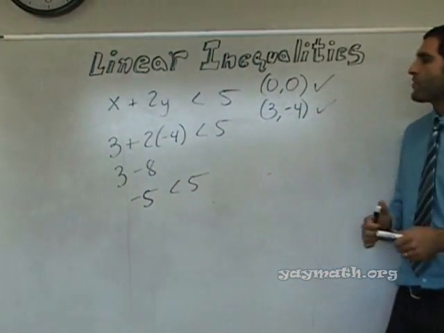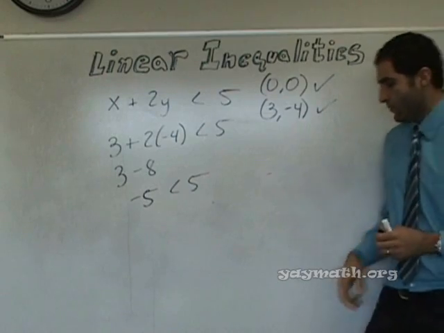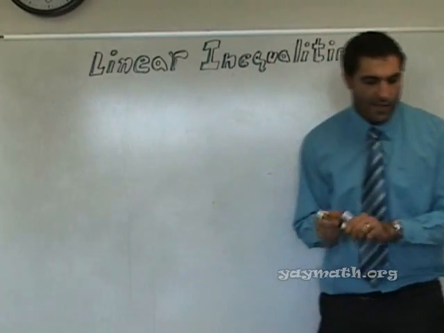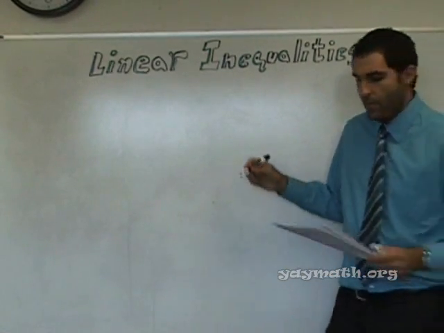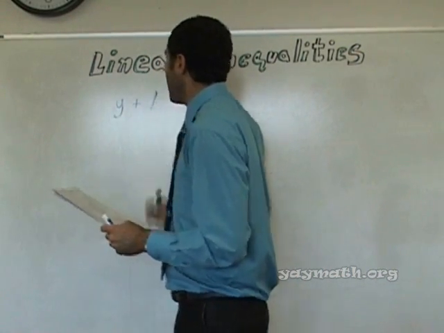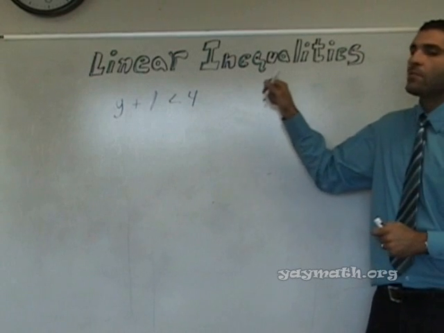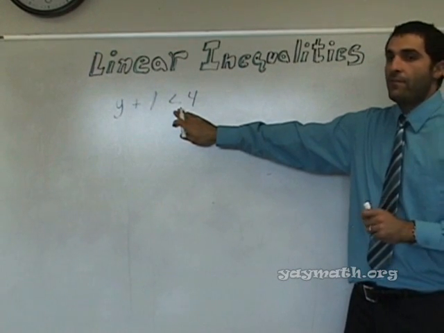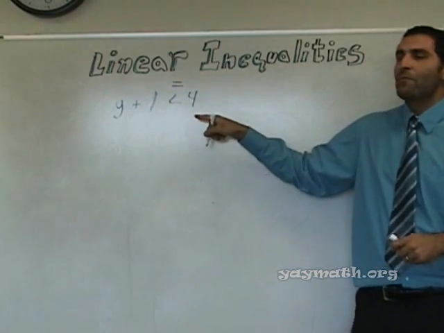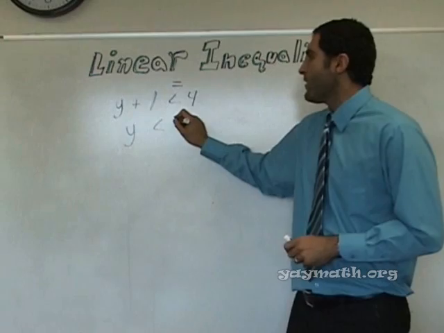I'm going to show you a way to graph this now. Now that we know what is a solution and what isn't, we're going to do some graphing. Look at example 2a, and you have y plus 1 less than 4. When it comes to graphing these things, all I want you to do is treat this like an equal sign for now. If this was an equal sign, what would we do to both sides to isolate y? Minus 1, so you get y less than 3.